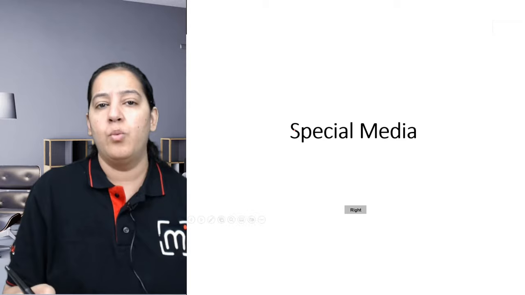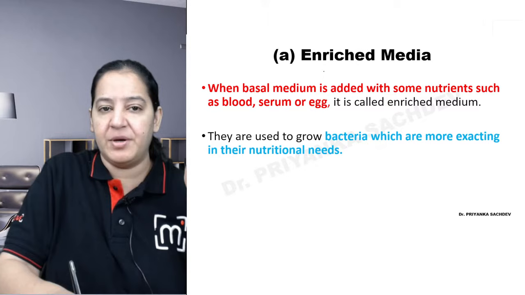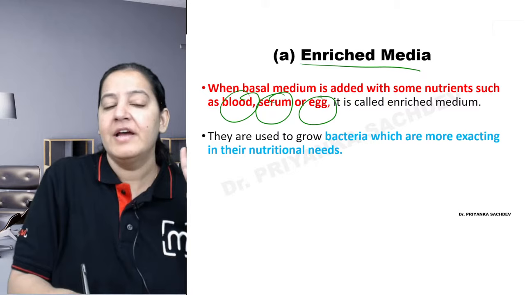What is enriched media? Enriched media is such a media which contains three things. Either blood or serum or egg. If any of them is present in any media, such a media is known as enriched media.